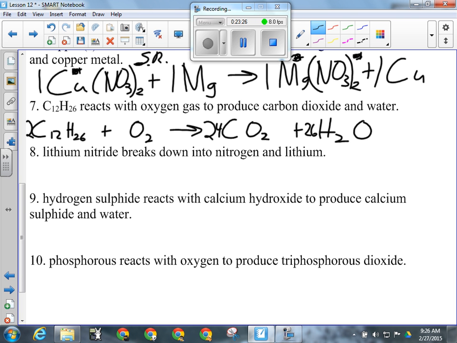Then we've got to balance our oxygens. So 24 times 2 is 48. So we've got 48 there, and we've got another 26 there, right? So we've got 74 oxygens. Is that right? Hopefully my math is okay. 74 over 2 should be 37, yeah? So I need 37 oxygens there.